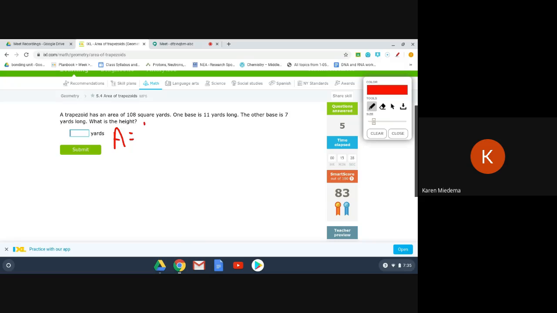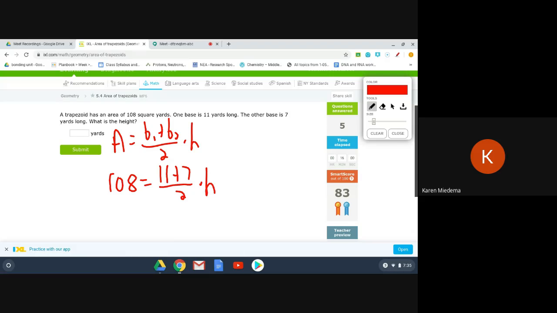Area equals B1 plus B2 over 2 times H. Okay, it says a trapezoid has an area of 108, so I want to make that substitution. It tells me that one base is 11 yards and another base is 7 yards. And I'm solving for H.